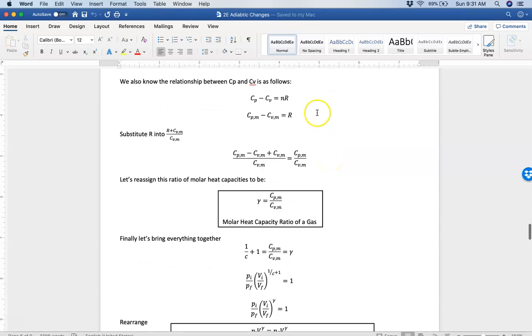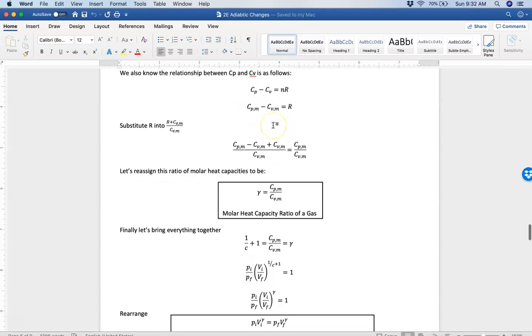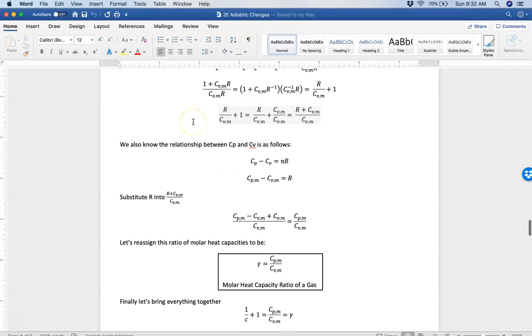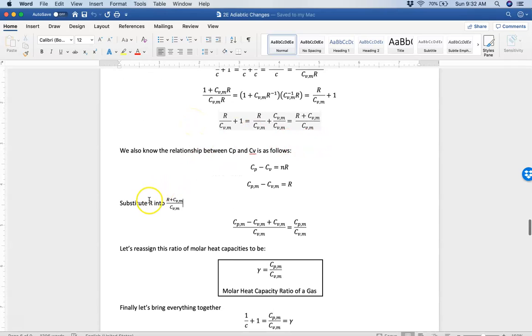So what we're going to do is reach back even further into focus 1, where we know the relationship between the heat capacity constant pressure minus the heat capacity constant volume is always equal to nR for a perfect gas. All I'm going to do is divide both sides by the number of moles. That can just leave R over here and convert Cp and Cv into their molar equivalents. So now we can substitute R into this equation we've already derived up here.